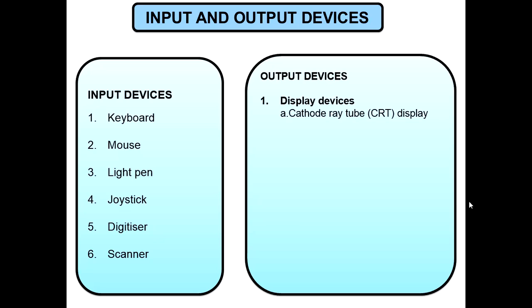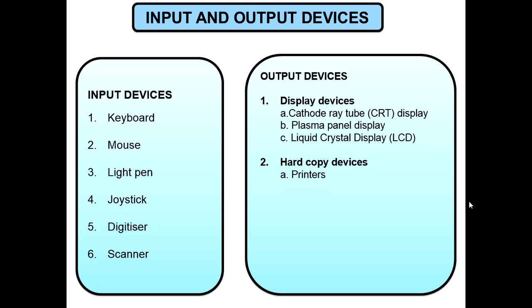We have different display devices: the cathode ray tube, CRT, the plasma panel display, and the liquid crystal display, that is LCD. The cathode ray display is not used nowadays. The plasma panel display and cathode ray display have been totally replaced by the LCD, the liquid crystal display. Even our televisions have this liquid crystal display nowadays. Computer screens also have this liquid crystal display.